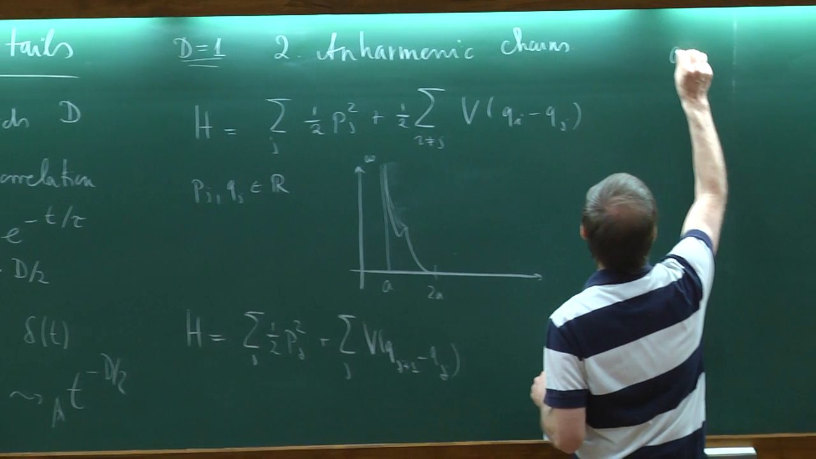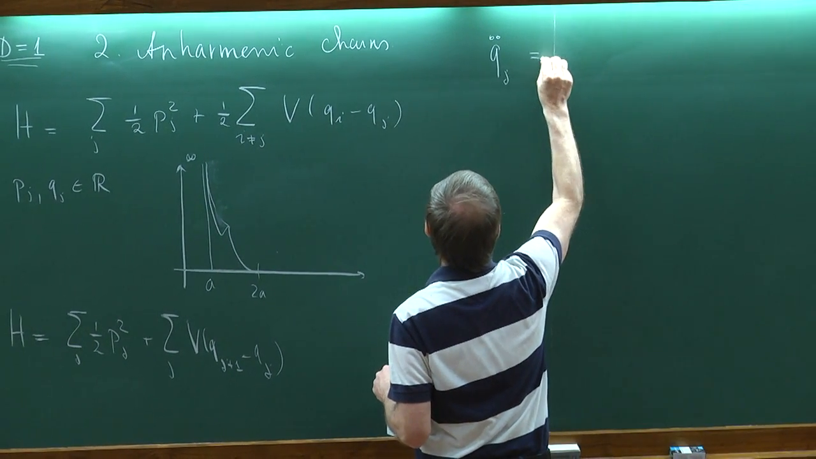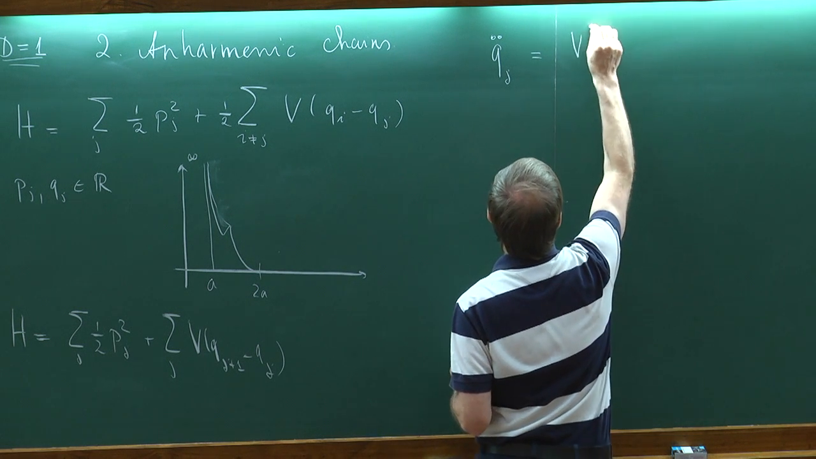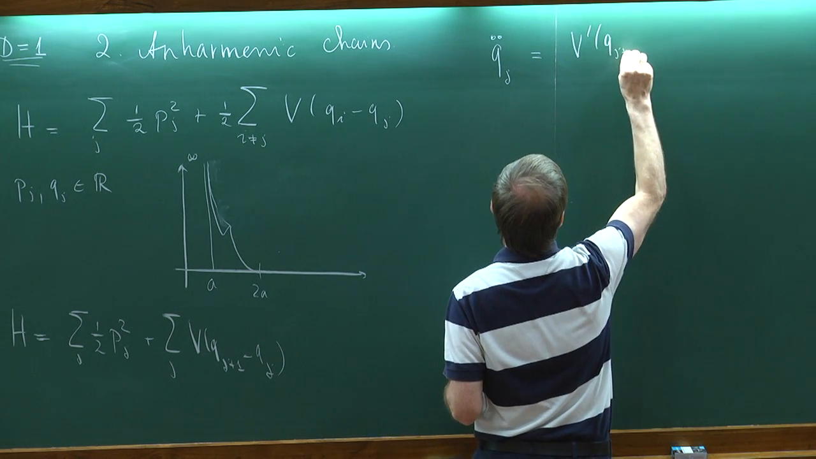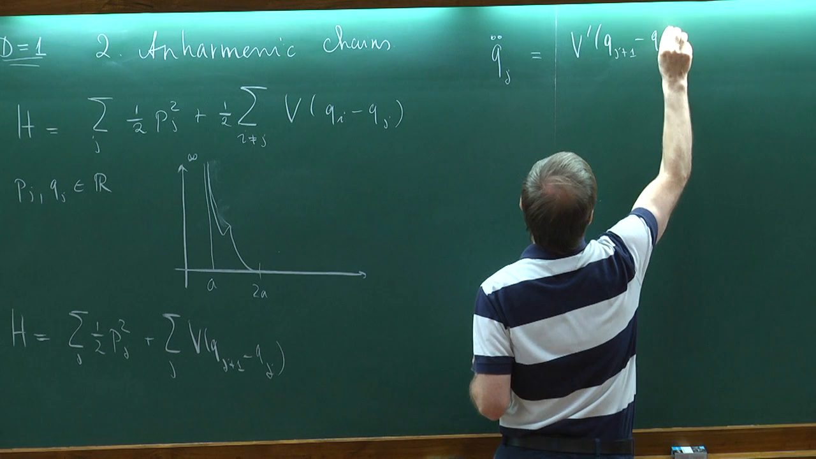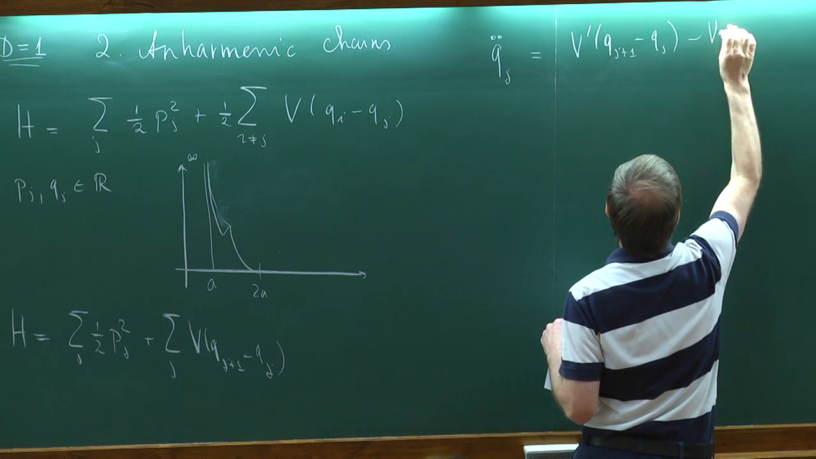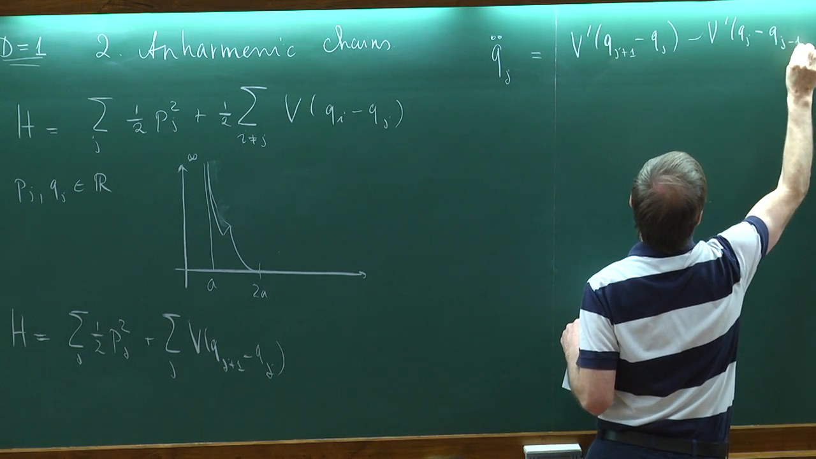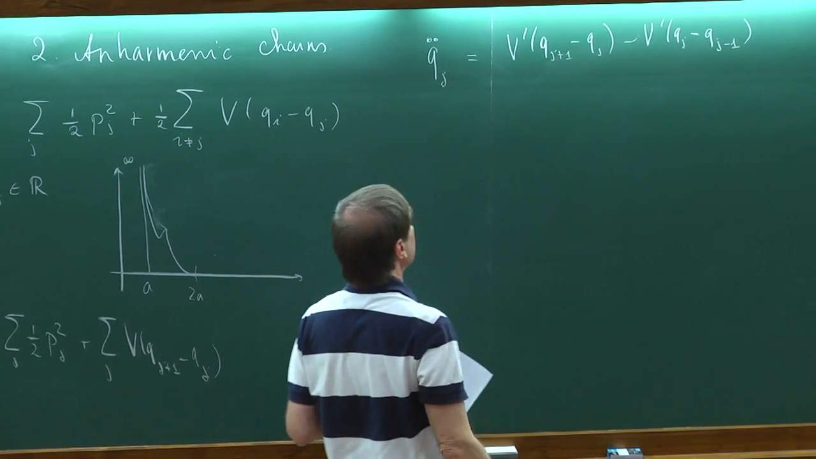I mean, so you have Q double dot is equal to the forces. I mean, so it will be V prime of Qj plus 1 minus Qj minus the V prime of Qj minus Qj minus 1. Okay.